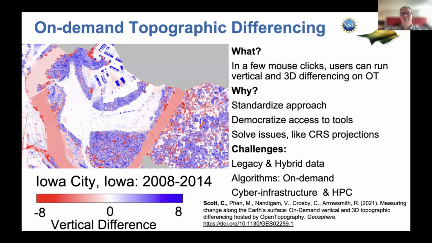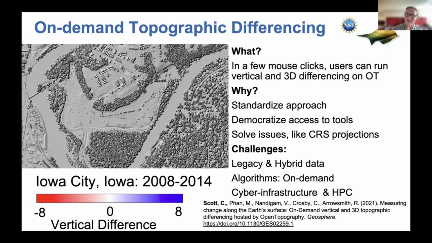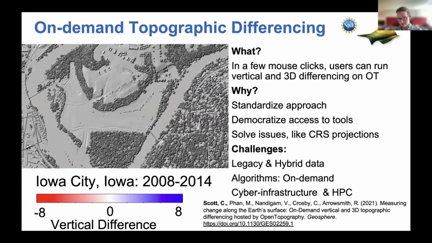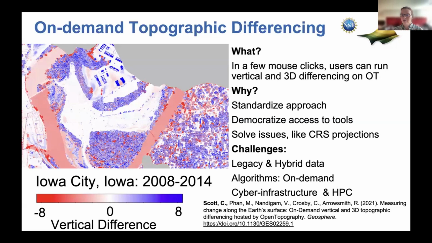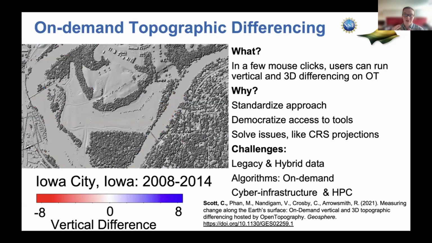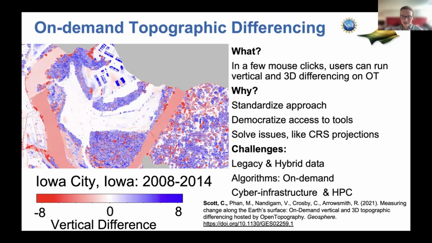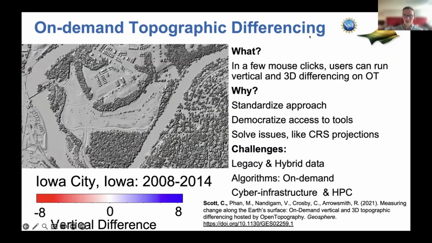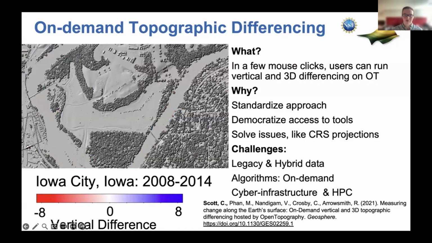And we overcame several challenges. First, the algorithm had to be able to work with older data sets and different types of data sets. The algorithms had to work on demand, so they essentially needed no human input and really could almost never fail. And then the algorithms had to interact with the cyber infrastructure and HPC resources.